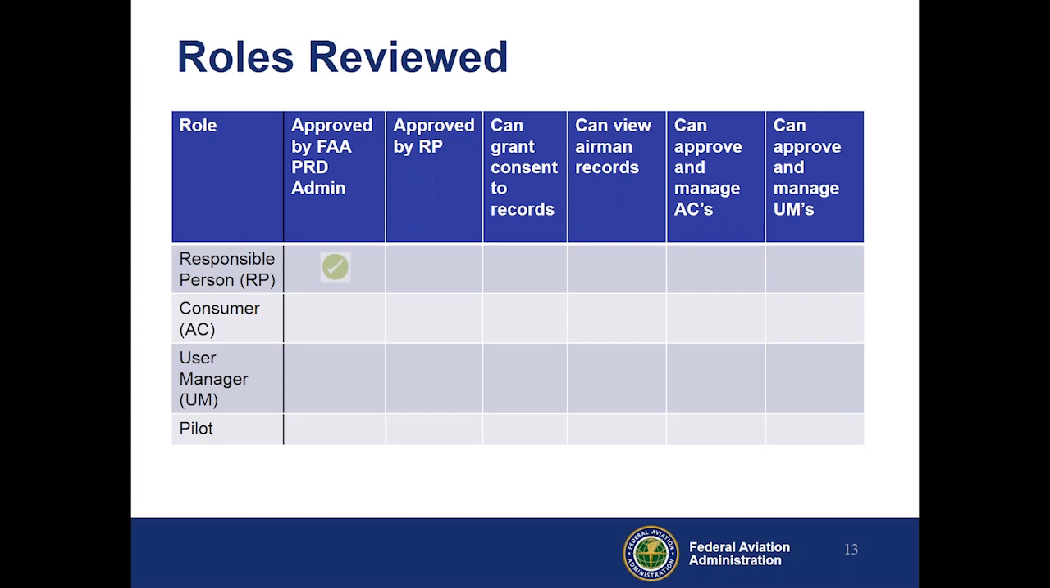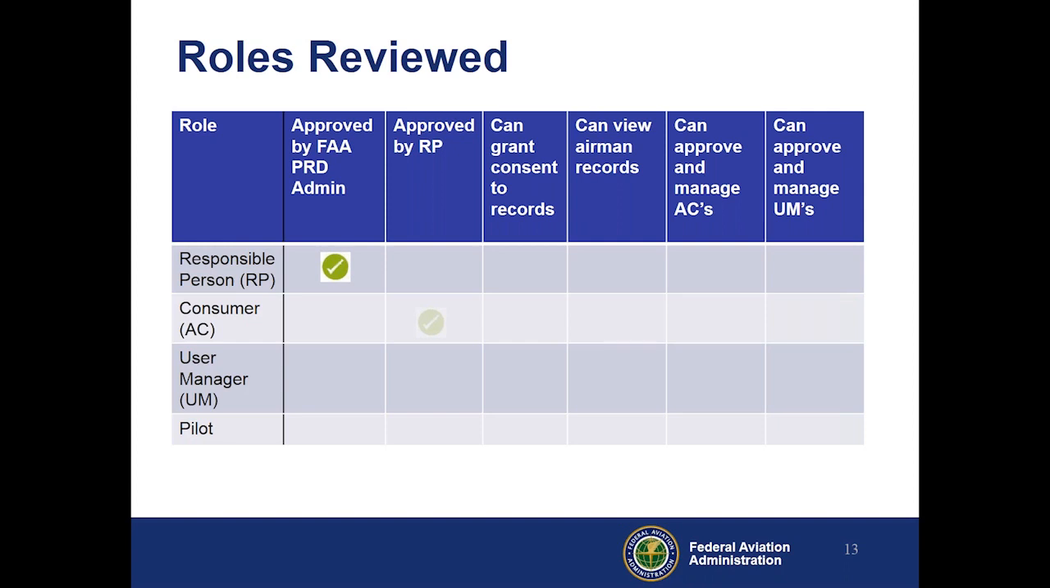So here's a review of the roles to put things in a visual perspective. You see the roles on the left-hand side: responsible person, authorized consumer, user managers, and then you have your pilots. The first column says, approved by the FAA PRD administrator. So, which of those 4 roles do you think is approved by the FAA PRD administrator? Well, as you remember, it's only the responsible person. That's the only one that I or my coworkers actually go in and approve during business hours.